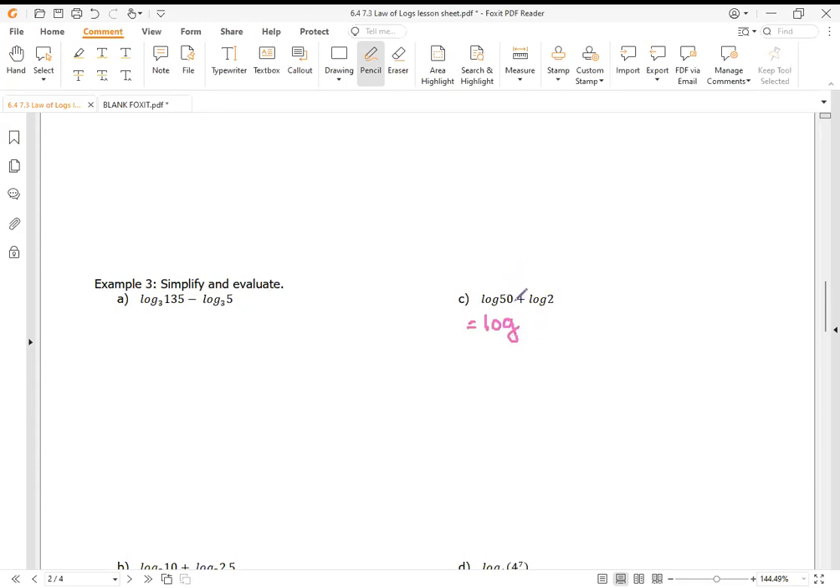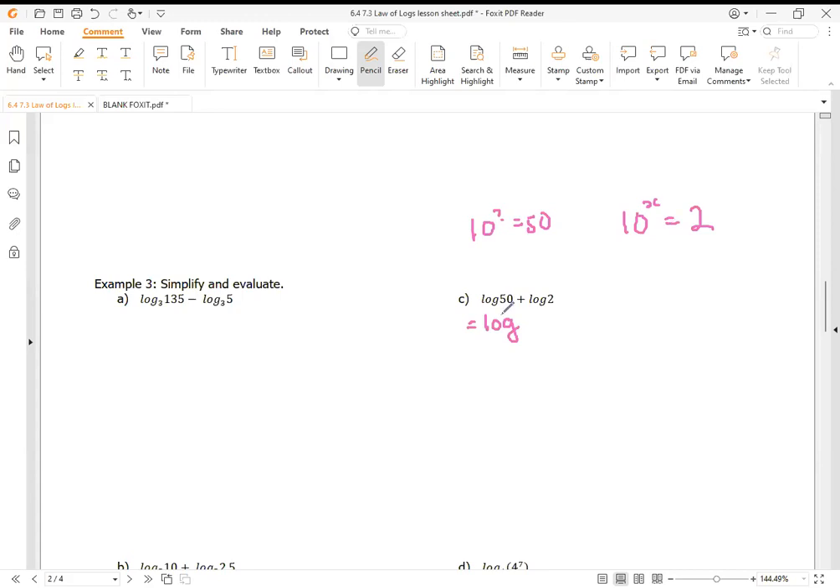Log of 50 plus a log of 2. Now, consider it. The base is 10. 10 to the power of what gives you 50? Is that something that you can solve without a calculator? No. How about log of 2? 10 to the power of what gives you 2? Can you solve that without a calculator?